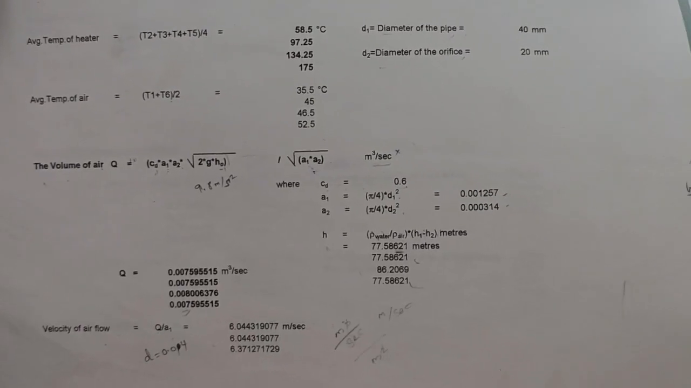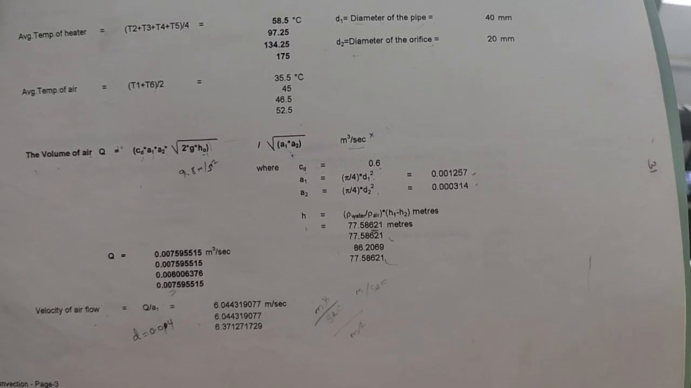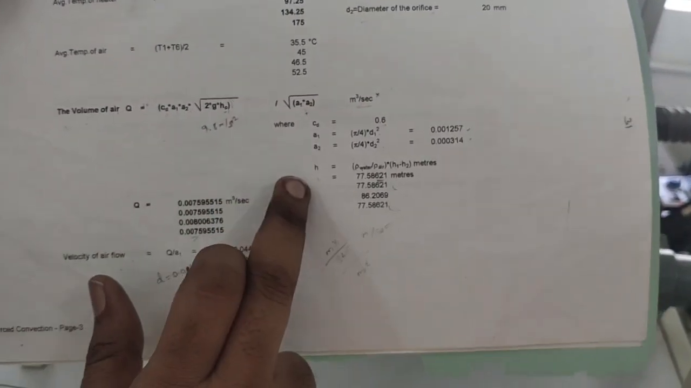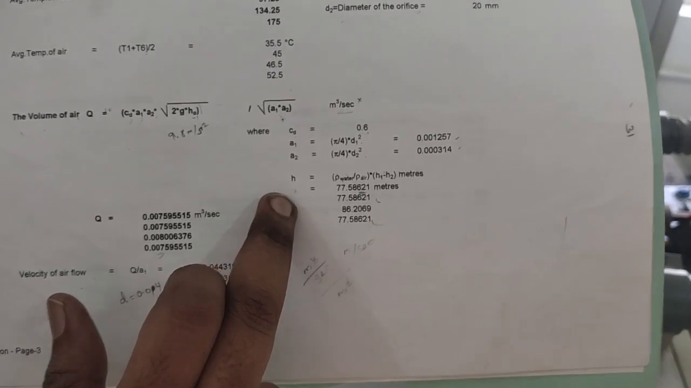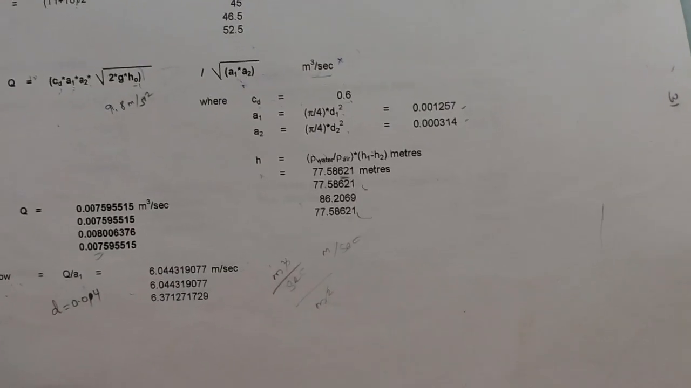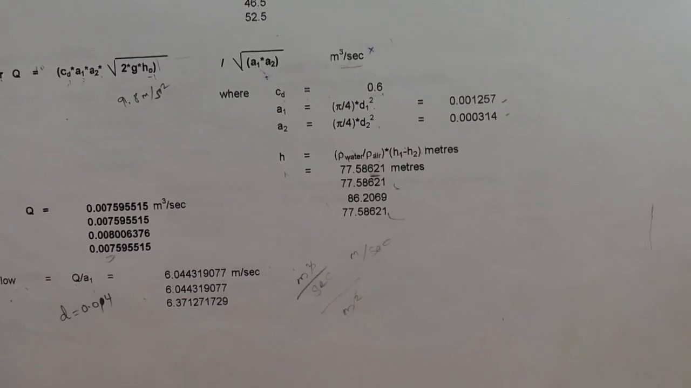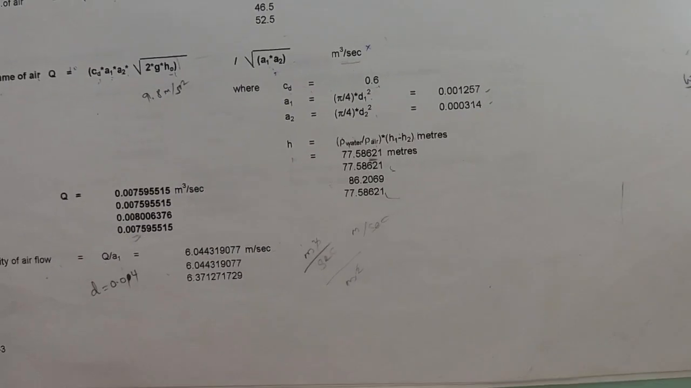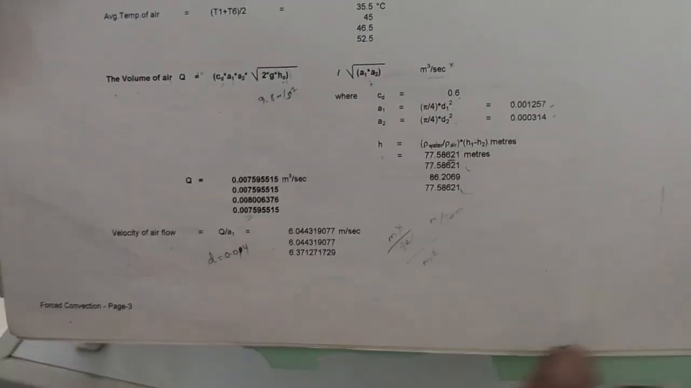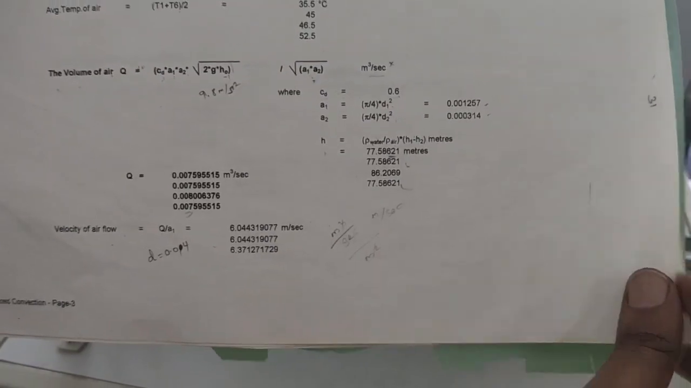The diameter of the pipe is 40 mm and the diameter of the orifice is 20 mm. You can calculate the total volume of air by this equation. Then finally H can be calculated, that is the density of water divided by density of air into H1 minus H2, which we can get in terms of meters. From this we can calculate the value of Q, that is the velocity of air flow.